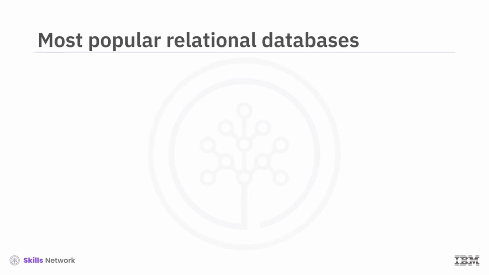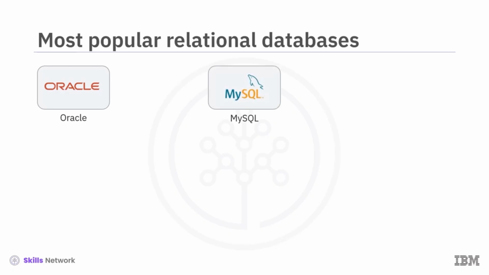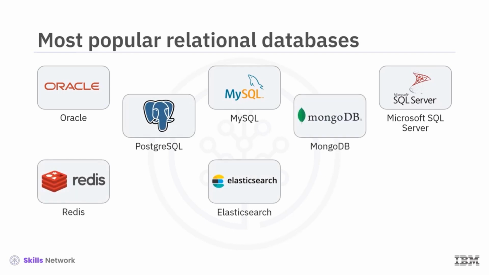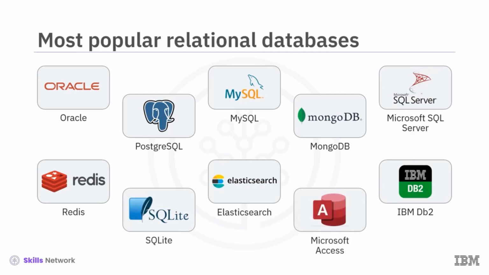As of February 2021, here are the 10 most popular relational database systems: Oracle, MySQL, Microsoft SQL Server, PostgreSQL, MongoDB, Redis, Elasticsearch, IBM DB2, SQLite, Microsoft Access.